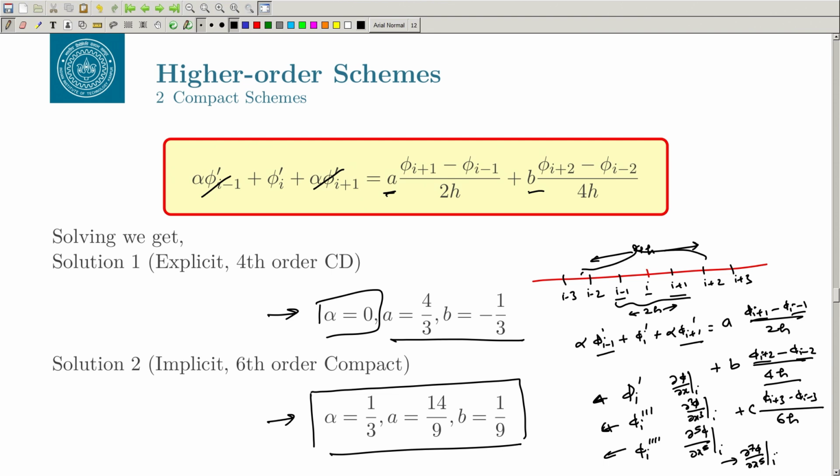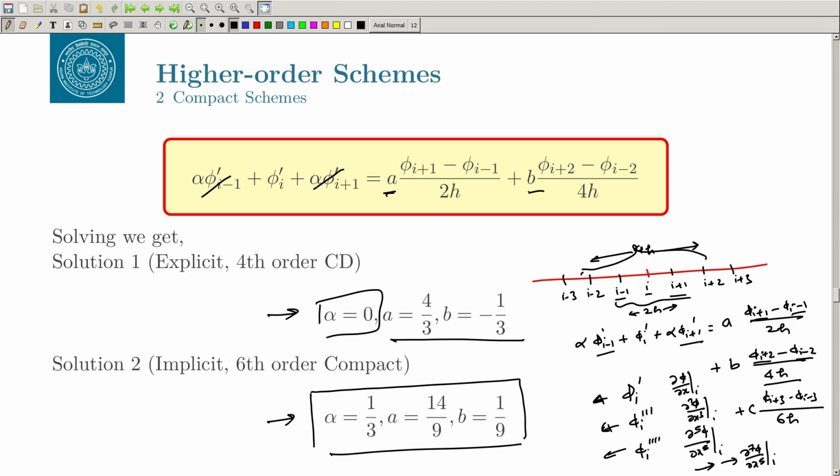So, you have 4 unknowns now, a, b, c and alpha, and you have 4 equations pertaining to all these, and you can get these values of alpha, a, b and c, right. And you have the 8th order compact scheme. Similarly, you can keep on increasing the stencil size and you can have the 10th order compact scheme, 12th order compact scheme, right. So, this is how you can increase your order of accuracy, but remember it comes at a cost. If you increase the stencil size, the computation cost increases, right.